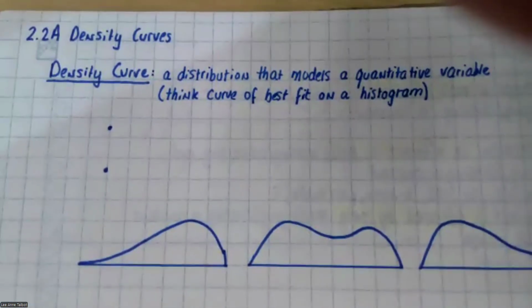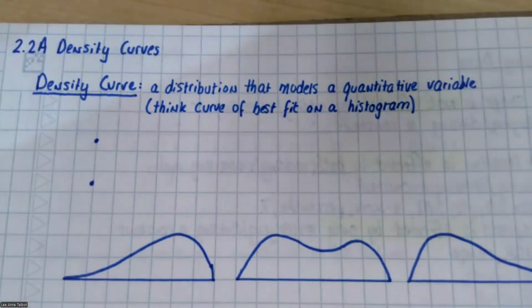I want you to think curves of best fit over top of a histogram. So in chapter 1, we made the real histograms out of the real data. And these guys here are mathematical models. There is not necessarily a data set behind them. They're sort of treated like they're perfect.